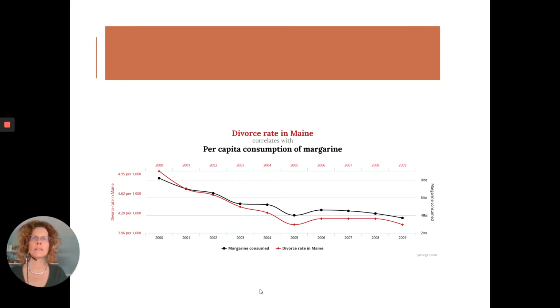Something else that relates to each of these is what makes it look like these two things are somehow related to one another. But in truth, how much margarine a person eats does not dictate the likelihood of them getting divorced in Maine or anywhere.